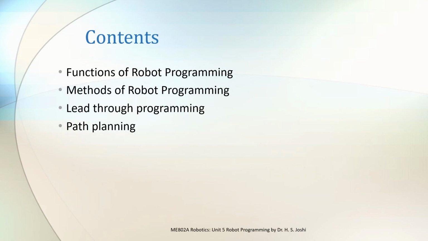So let us see the contents, what we are going to discuss today. Firstly, we'll discuss functions of robot programming and methods of robot programming. In this particular discussion, we'll mainly focus on lead through programming methods. Then we'll finally end up with path planning for robot programs. And in the next part, we'll be talking about the other method, that is textual.